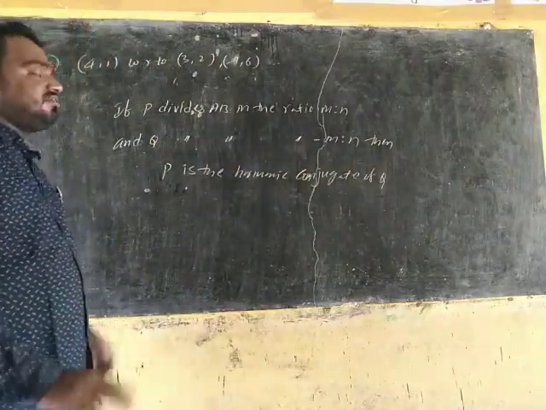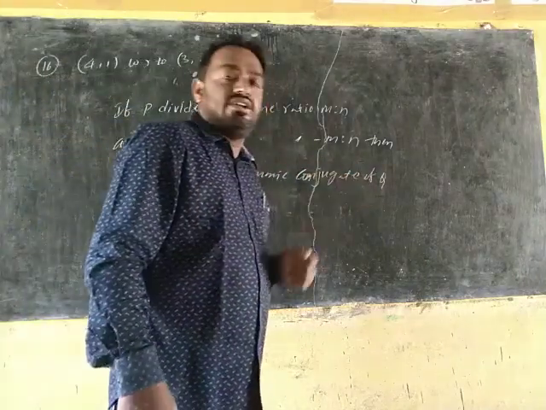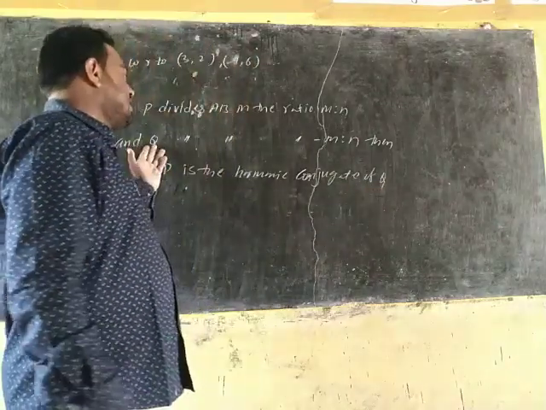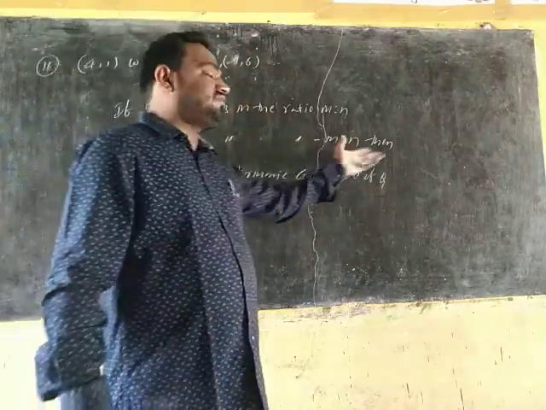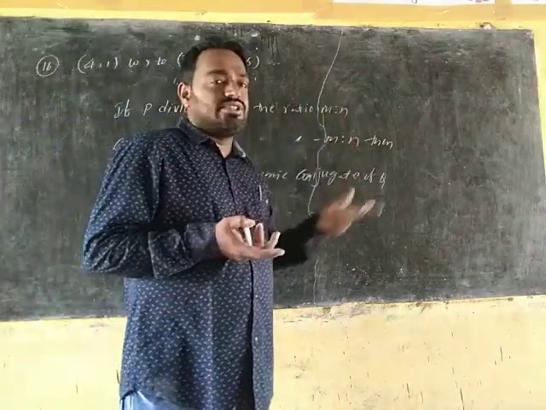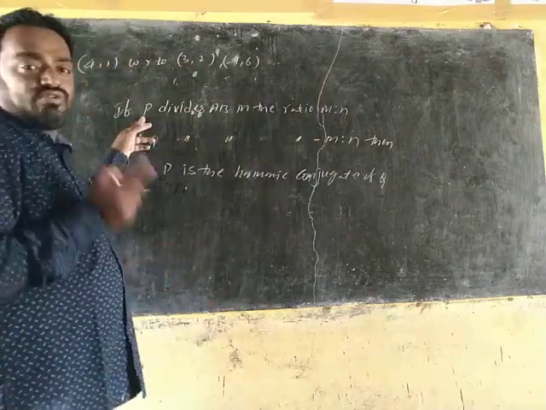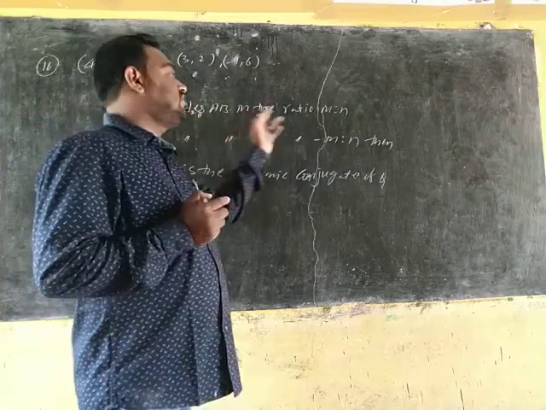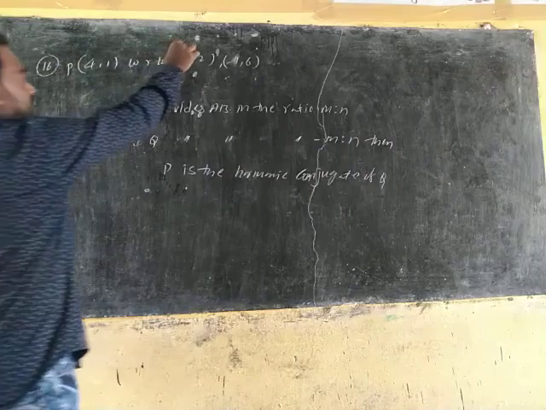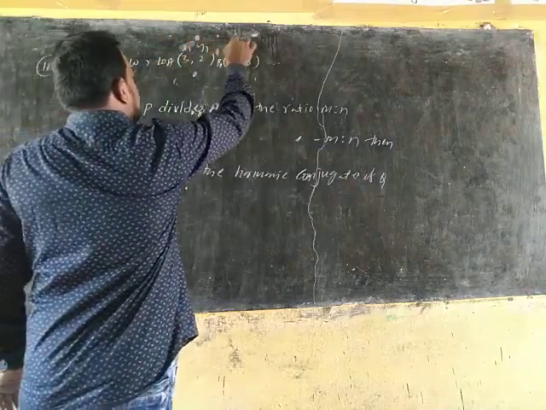That means what we need to find? The harmonic conjugate of P we need to find. That means Q point we need to find. How are we finding Q point? Q divides AB in the ratio minus m is to n. If we know the m is to n ratio, then the minus m is to n ratio we will easily find. Now, what we need to find now? P dividing ratio AB we need to find. So this is the point P, this is the point A, this is the point B. This is x1, y1, x2, y2.